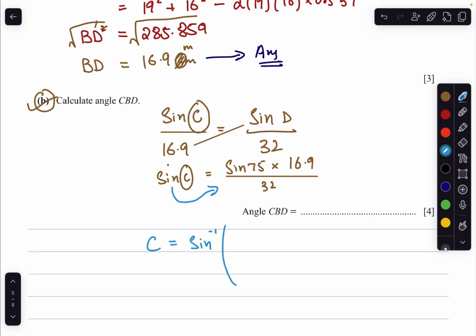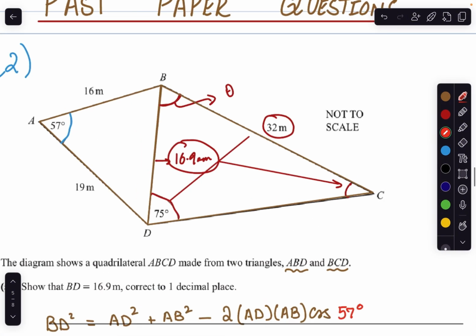The sine of 75 we'll just write here: sine 75 times 16.9, divided by 32. We'll get 0.510, something like that, and then you take sine inverse of the answer on the calculator. We'll get the answer for angle C equals 30.67 degrees. It means this angle, angle C, is 30.67 degrees.